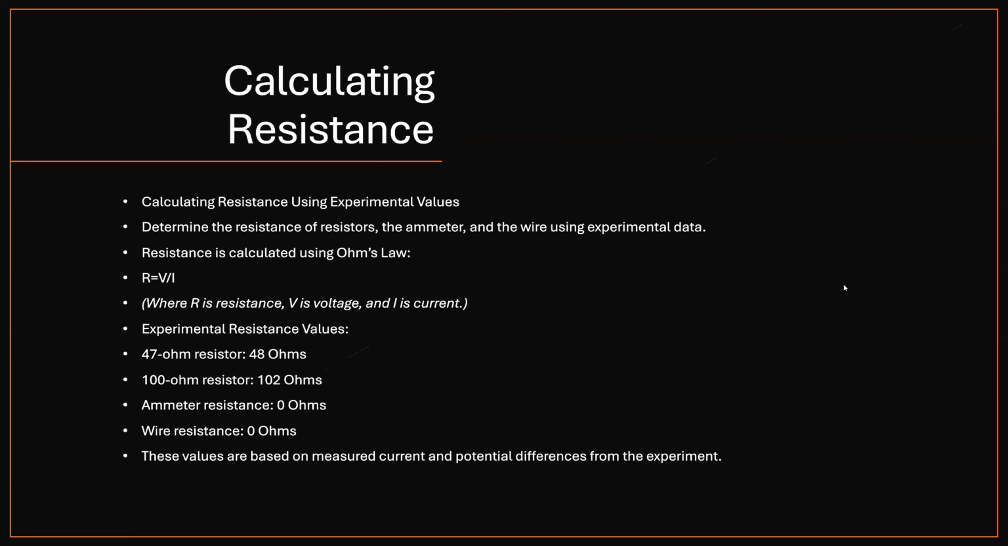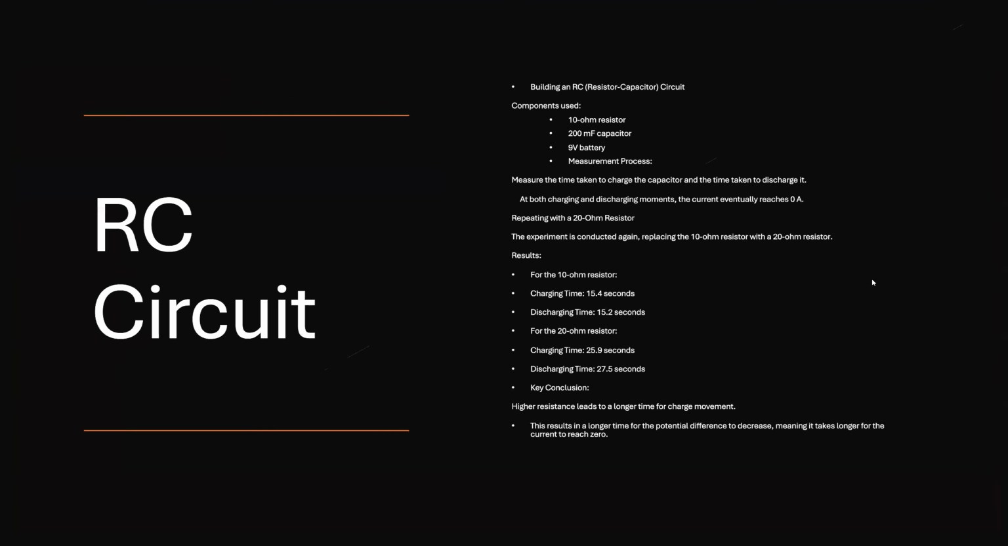Calculating resistance using experimental values. Determine the resistance of the resistors, the ammeter, and the wire using experimental data. R equals V divided by I. The experimental resistance values: 47 ohm resistor, 48 ohms. 100 ohm resistor, 102 ohms. Ammeter resistance, 0 ohms. Wire resistance, 0 ohms.